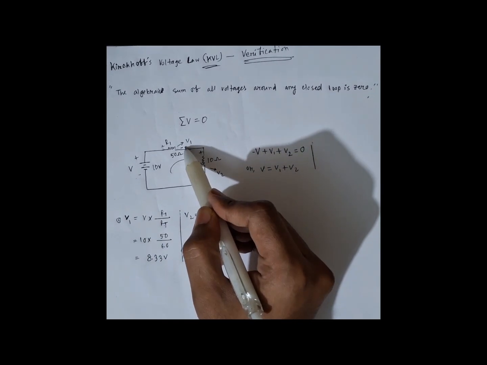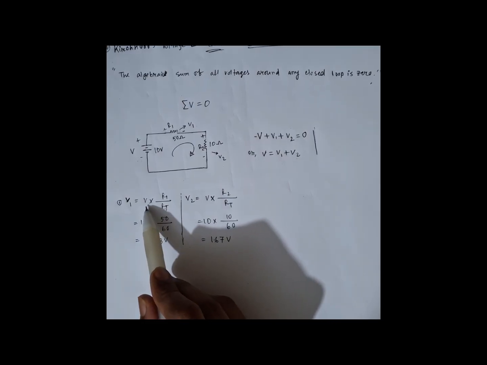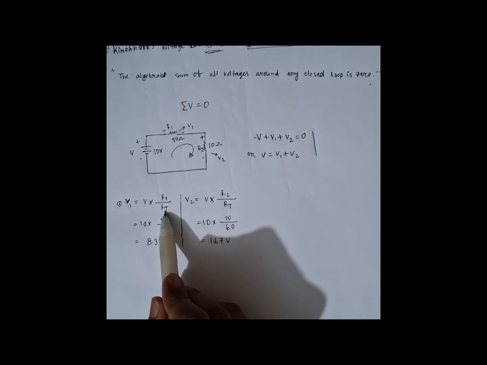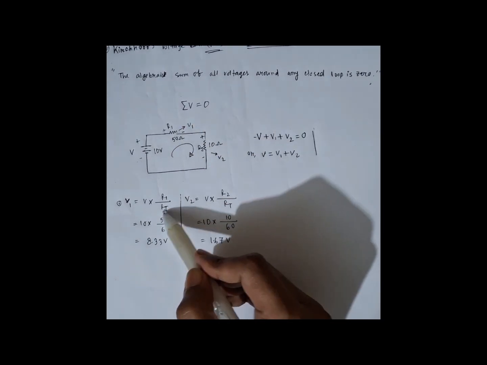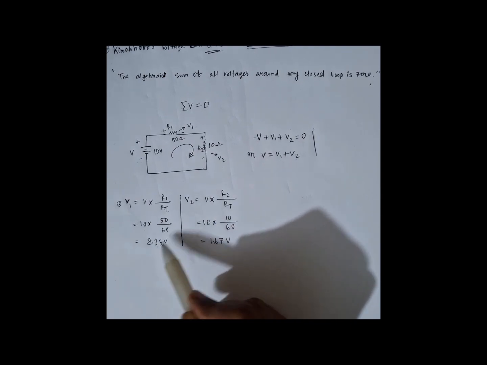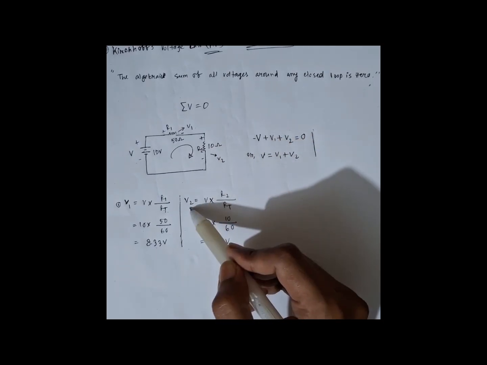Okay, so now we can calculate that mathematically. We will see what the voltage drop across R1 and the voltage drop across R2 are. We will find V1 equals V into R1 divided by RT. This is where we applied the voltage divider rule: the voltage into the resistor over the total resistance. So 10 into 50 divided by 60, we got 8.33. In the same way we applied the voltage divider rule for this resistor and found 1.67 volt.